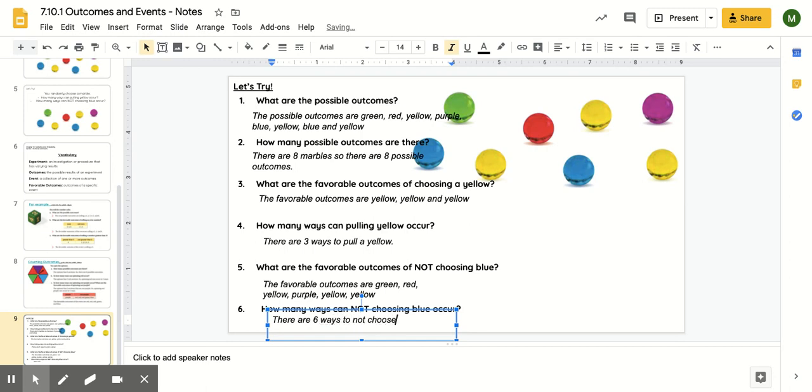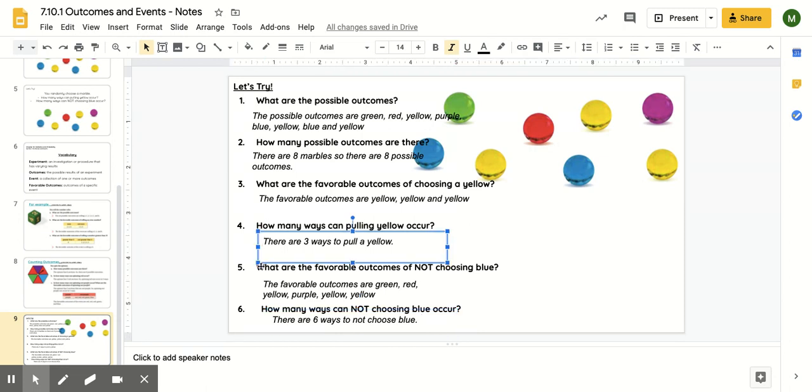to not choose blue. So we need to make sure that we remember what possible outcomes are, what favorable outcomes are, and then the big trick right now is knowing the difference between what are the favorable outcomes, so making that list, or how many ways. You'll be asked 2 different questions, and you need to make sure that you pay close attention to which question is being asked.